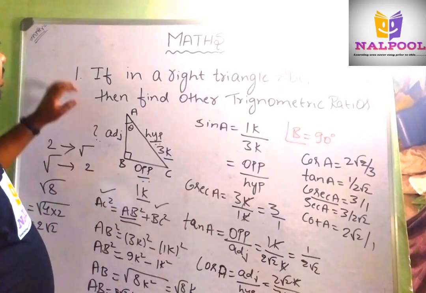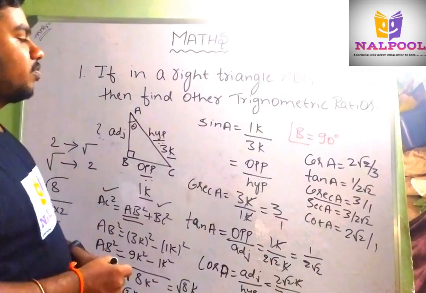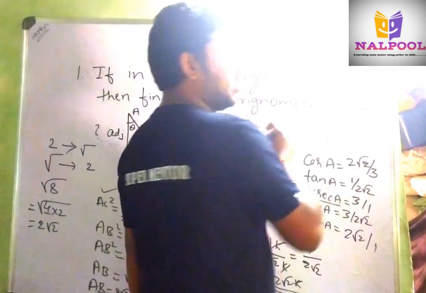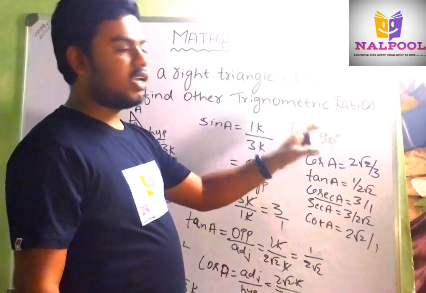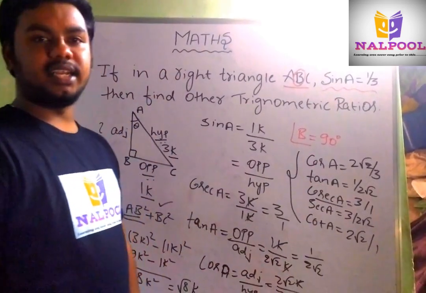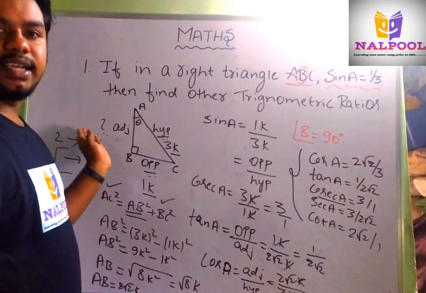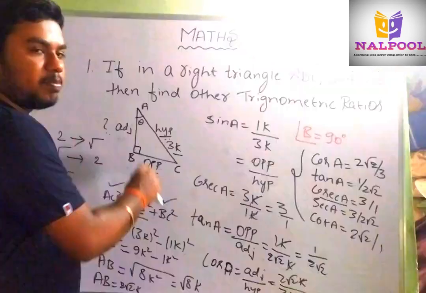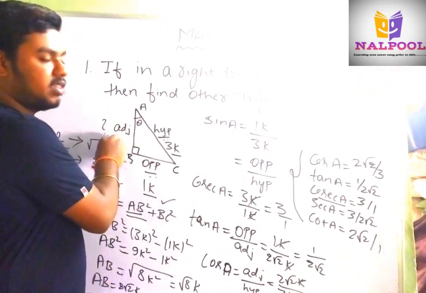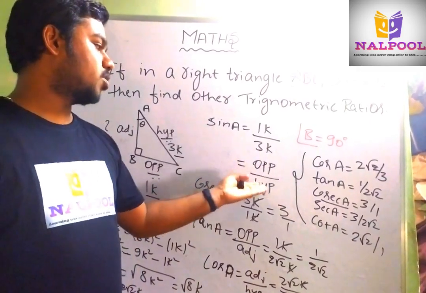Okay friends, if we come across problems like this, simply you have to look for this ratio. Either they will give sin A or cos A, any one of these 6 trigonometric ratios. Using one trigonometric ratio you can find other trigonometric ratios easily. Simply apply the Pythagoras theorem for the other side. Then you know how each ratio is defined, for example sin A is defined by opposite by hypotenuse.